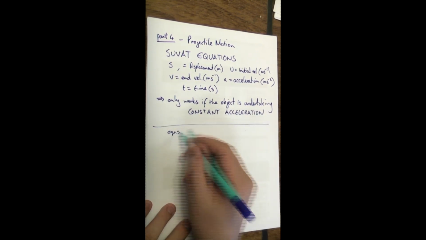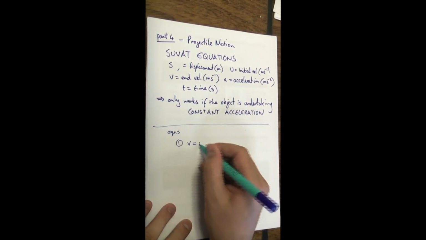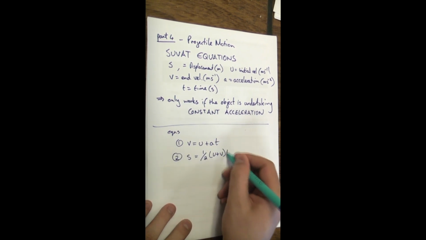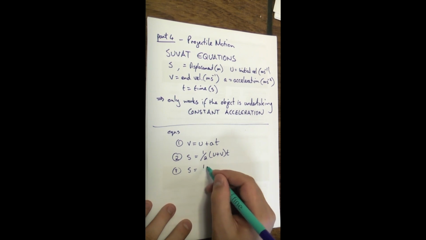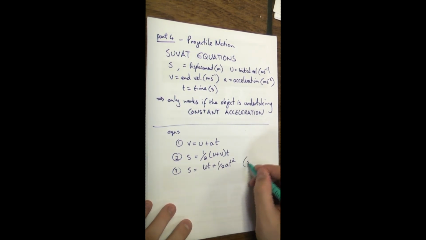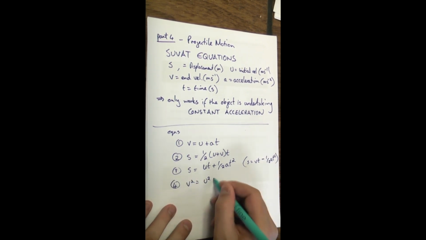Now, what are the equations? Well, there are four that you're given in the exam. The first one, V equals U plus AT. The second one, S equals a half, U plus V, times T. Third one, S equals UT plus a half AT squared. And there's another one that's useful to remember, S equals VT minus a half AT squared, followed by the fourth, V squared equals U squared plus 2AS.